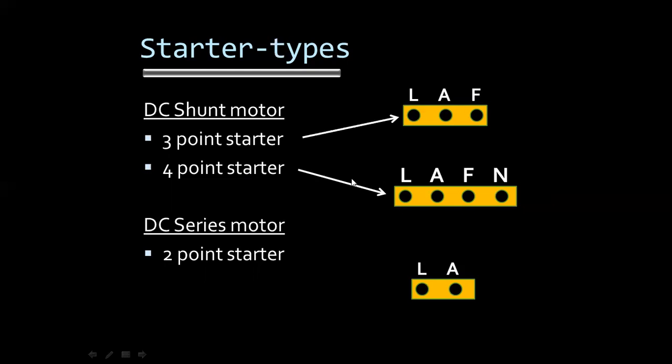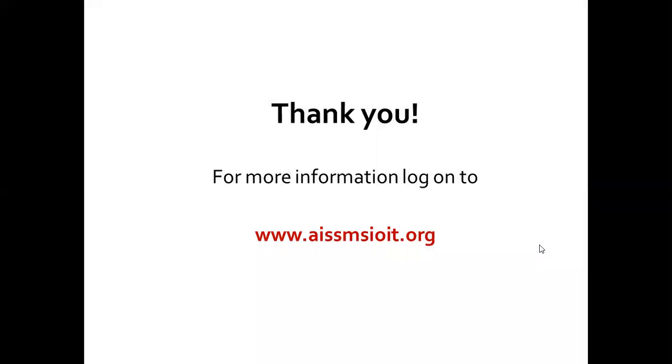In the similar way for 4-point starter, we have got L, A, F, N. Additional point is N, which is connected to negative of supply. And for DC series motor, we use 2-point starter. Only 2 points are available, line and armature. So this is in brief about the necessity of starter and types of starter used for DC motor.